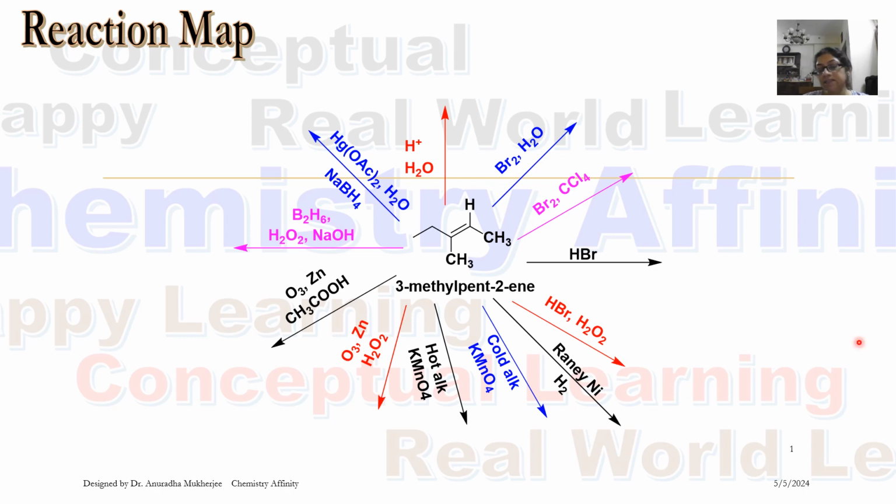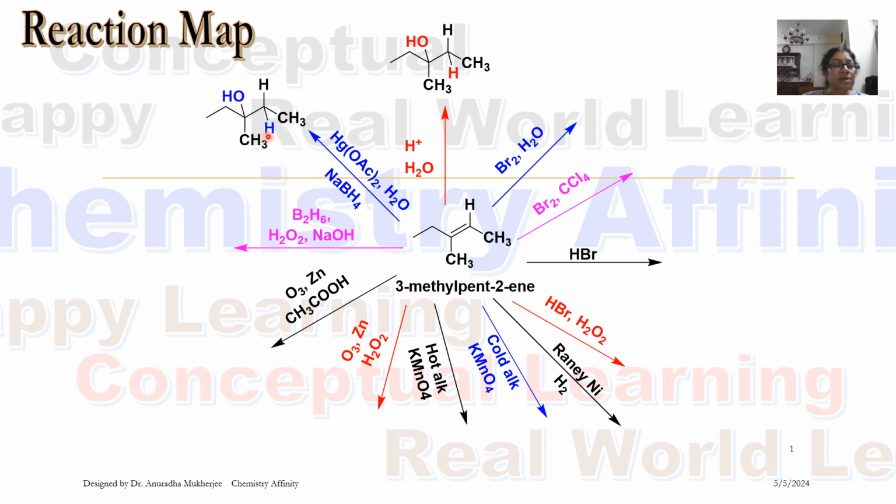Hello students, in this video I am going to discuss another reaction map where I am going to discuss the important reactions of alkene. When this alkene is treated with H plus and water, it's called hydration of alkene. That means we are getting alcohol. So here OH attacks the more substituted carbon and H plus, the electrophile, attacks the less substituted carbon.